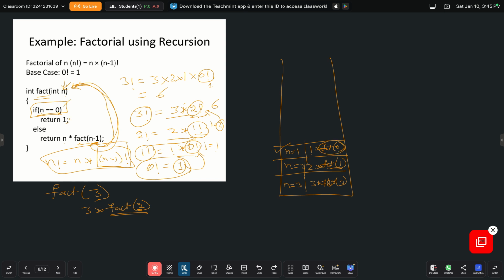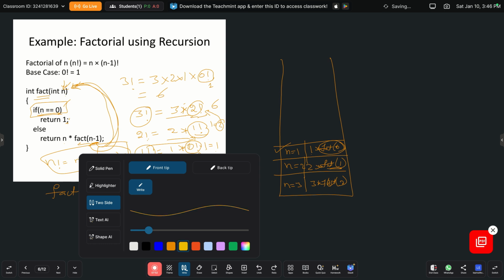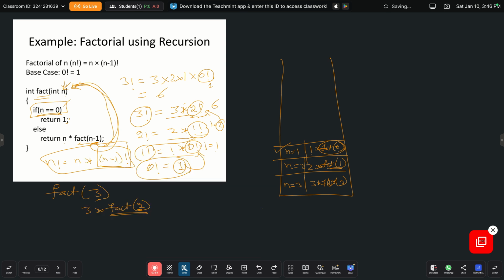I am changing the color. Yeah. Now, right. This fact of 0 has been replaced by 1. 1 into 1 is 1. That value, what we are returning? Return. Now, in this case, what is the n? 1. Now, 1 into 1 is 1. That value has been returned.